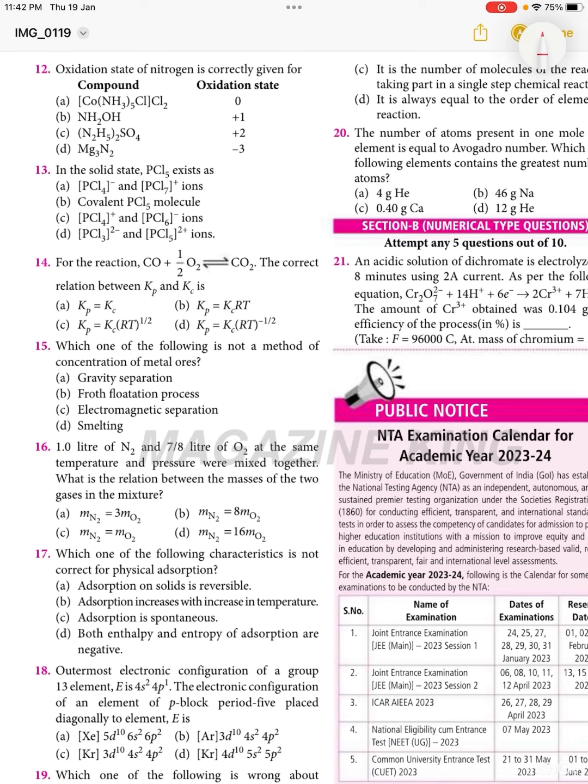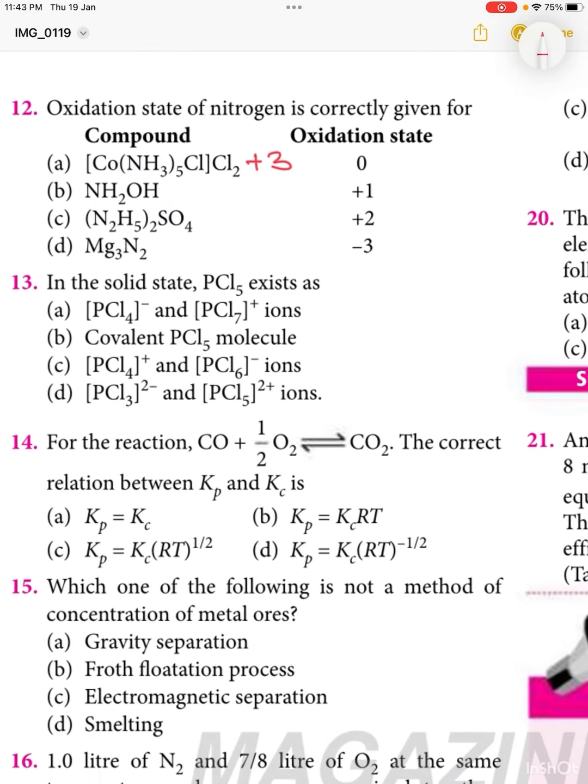Next, question number 12. Oxidation state of nitrogen is correctly given for which of the compounds? Let us see. [Co(NH3)5Cl]Cl2. Here the oxidation state of cobalt is +3. But here, what is given? 0 is given. That is wrong.